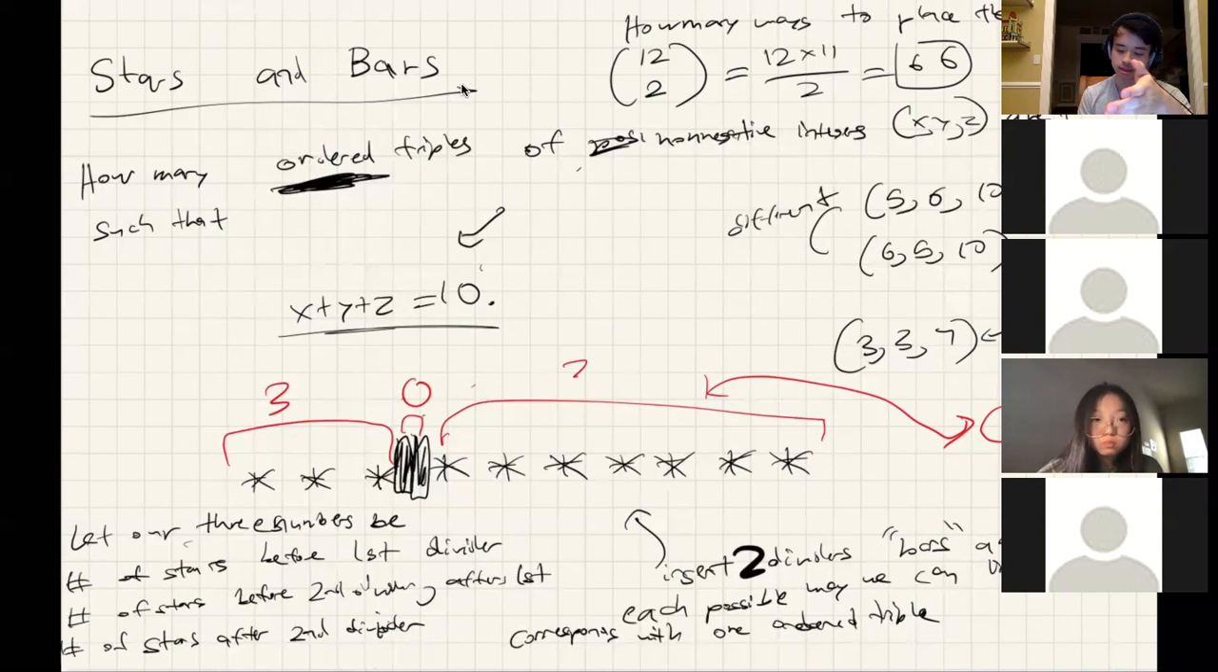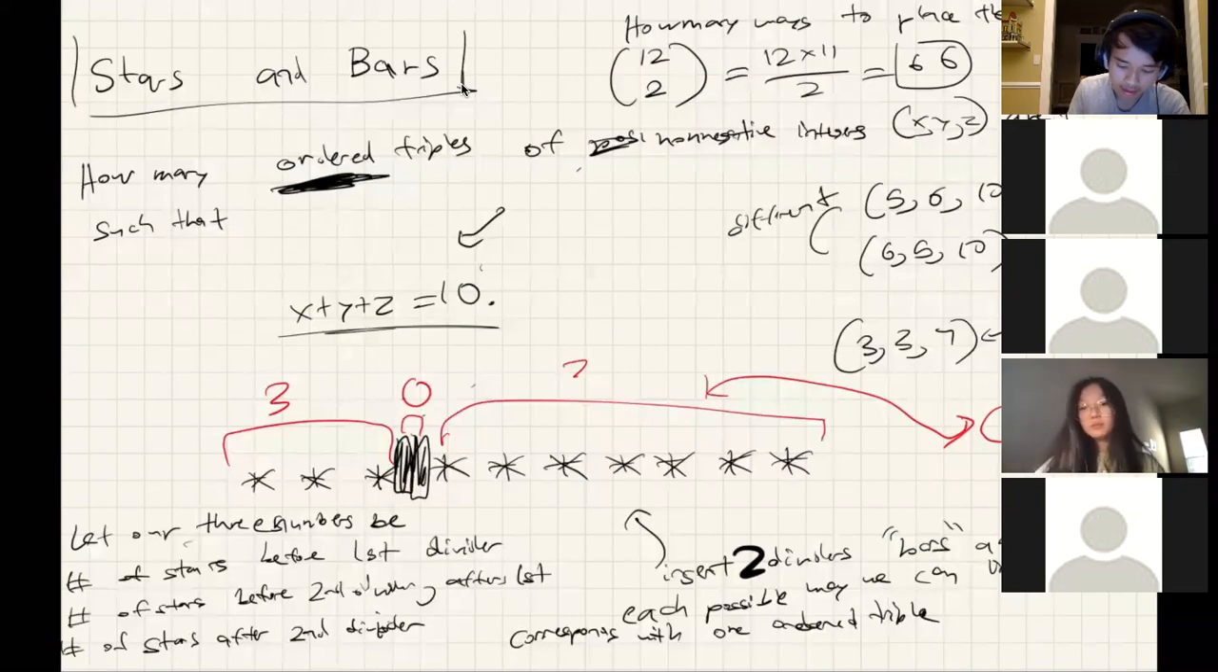So the bars are identical. Bars are identical. And the stars also have to be identical for this to work. Sometimes I see some people mess up when they do like 12 times 11 and forget to divide by 2. Some stupid mistake like that. So anyways, that's stars and bars.